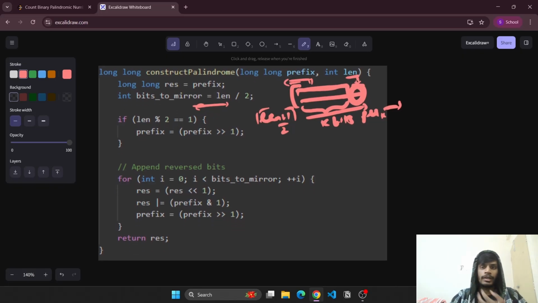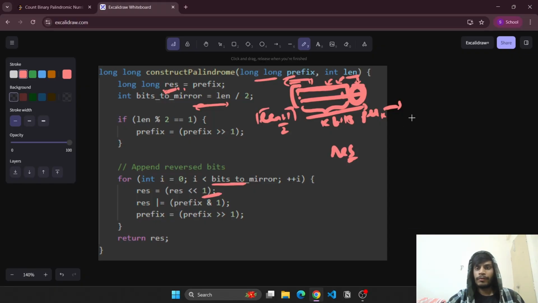Now we'll need to append these bits to the initial prefix that we had. Or we can simply push it into result. So we'll be pushing this in reverse fashion into the result integer that we have calculated. We'll iterate through the bits that we need to mirror, and for this we need to see from the end on. We'll see the result that we have initially.